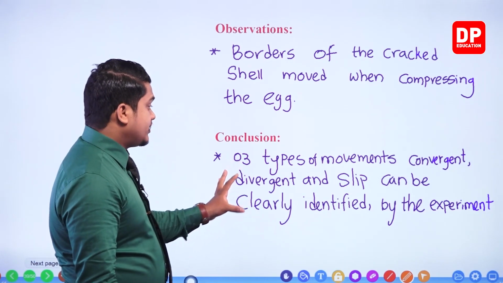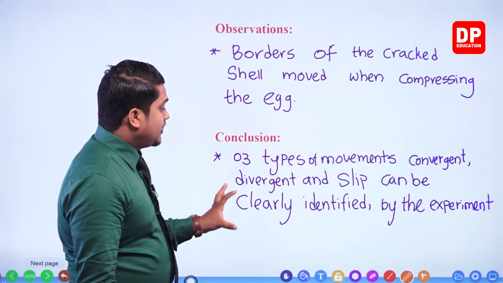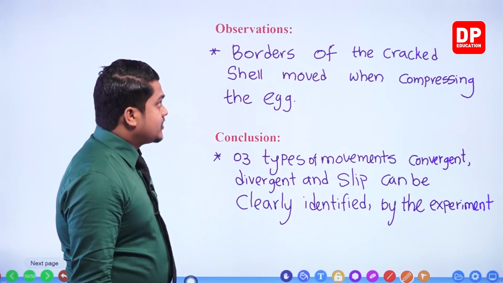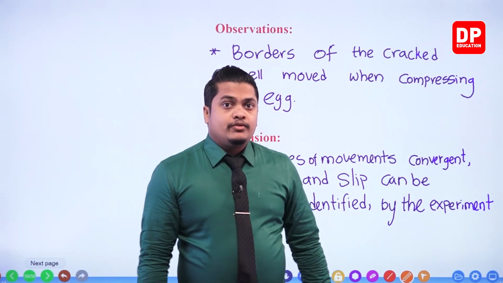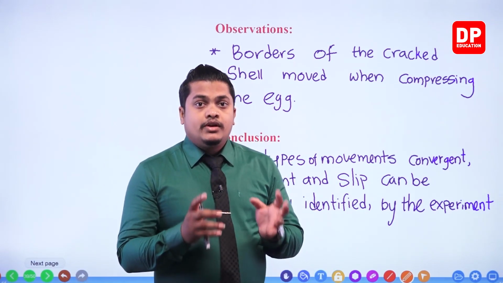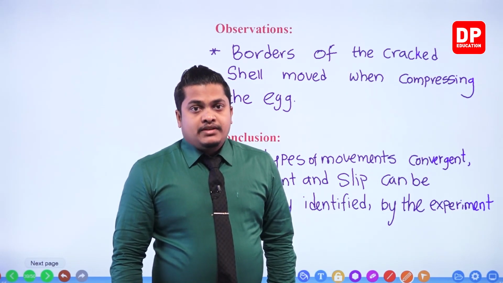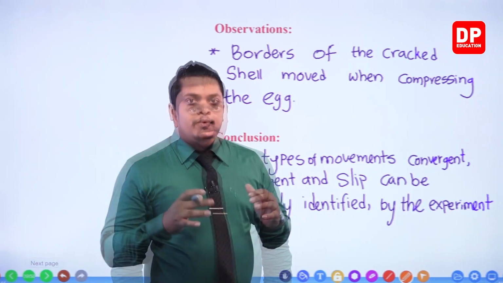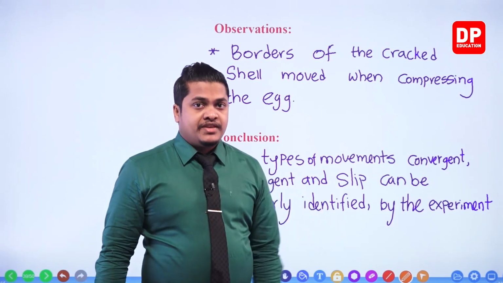Okay, and the conclusion is that three types of movements, the convergent, divergent, and slip, can be clearly identified by the experiment. That was our final conclusion then. So I hope that you got a clear idea about tectonic plate movements, my dear children. Okay, remember these movements can be clearly visible within a certain boundary. Right, my dear children. So this is our observation and conclusion from the activity.